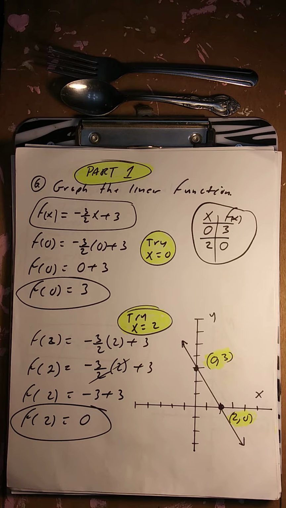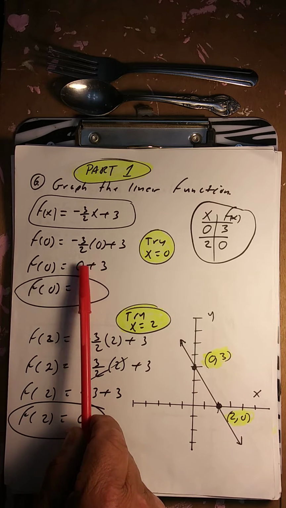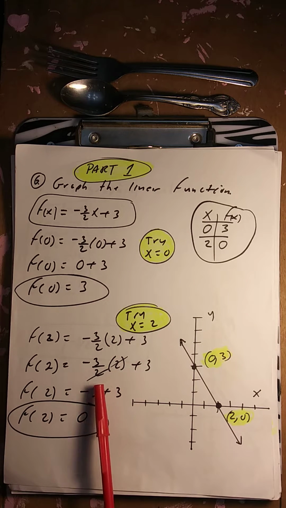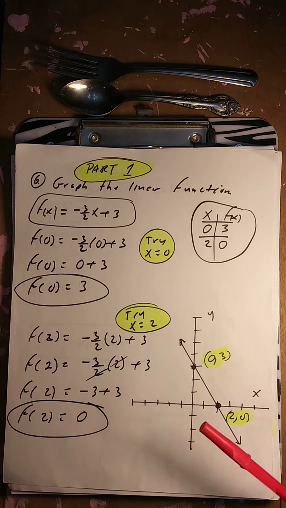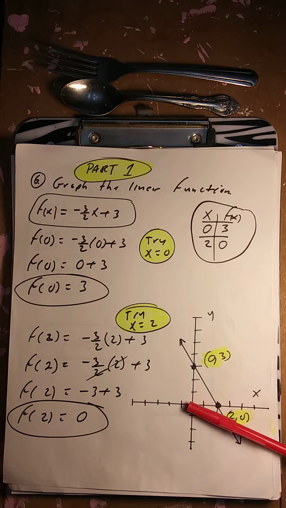Part 1. Graph the linear function. Let's get some points, 2 points. So put a 0 in there. 0 times that is 0. Plus 3 is 3. Put a 2 in there. The 2 is cancelled out. So we really have negative 3 plus 3 is 0. So we have (0, 3) and (2, 0). Here are (0, 3) and (2, 0) right here. And there's the line. Connect the dots. One way to do it.